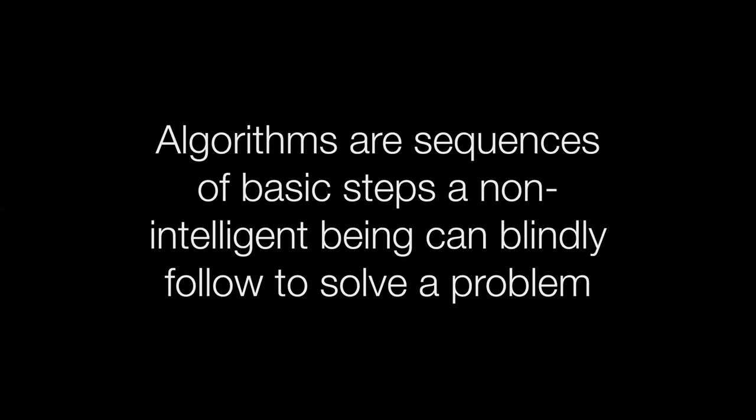Something like go to the hardware store is not a basic step, it's a complex step, because you have to know what a store is, you have to know the route. That's a very complex step. A basic step is 2 plus 2, okay? That's a basic step. And an algorithm is a sequence of the most simple steps you can think about.